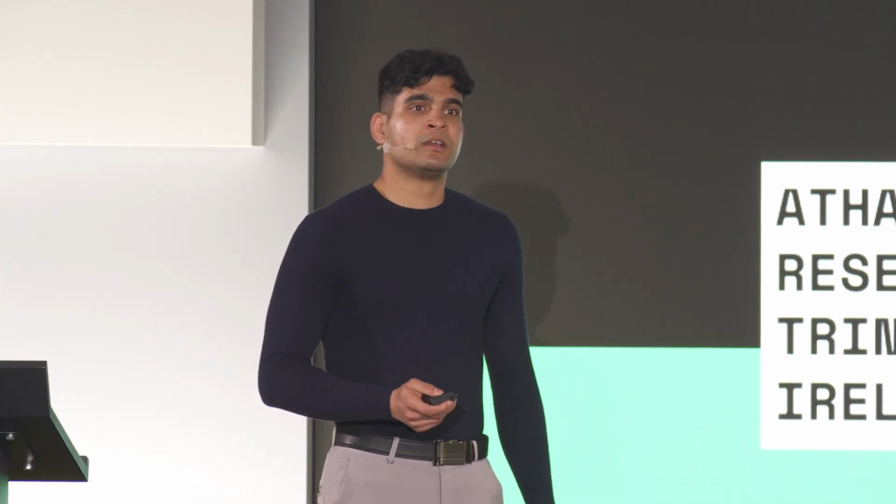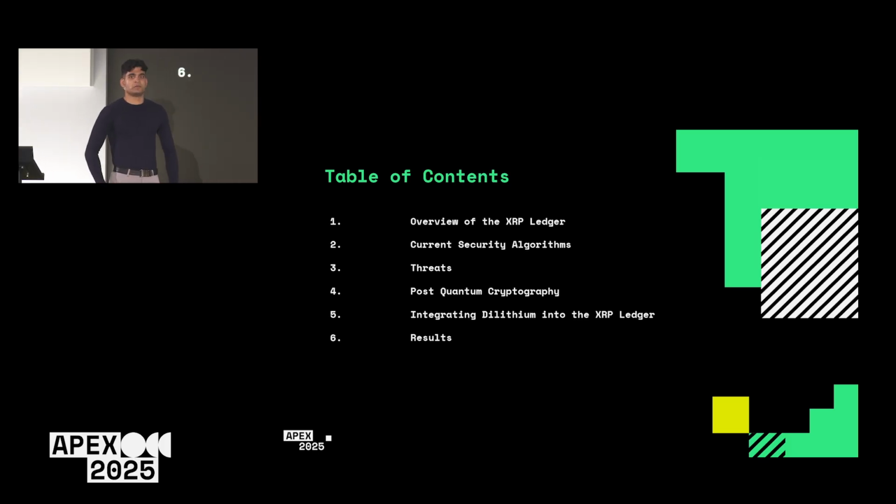In this presentation, I'll be talking about integrating post-quantum cryptography into the XRP ledger. We'll start off with a quick overview about the XRP ledger and its current security algorithms. Then we'll address some threats faced by these security algorithms and how post-quantum cryptography could be used to solve them. Then we'll take a look at integrating CRYSTALS-Dilithium, which is a post-quantum algorithm, into the XRP ledger. And lastly, we'll be discussing throughput comparison and latency comparison of all the three algorithms.